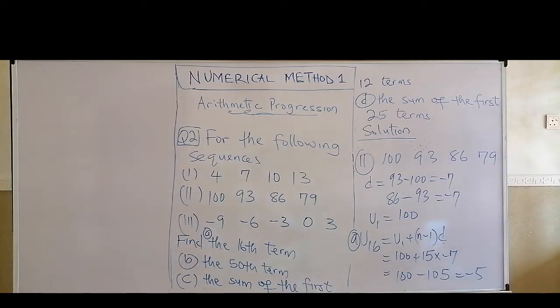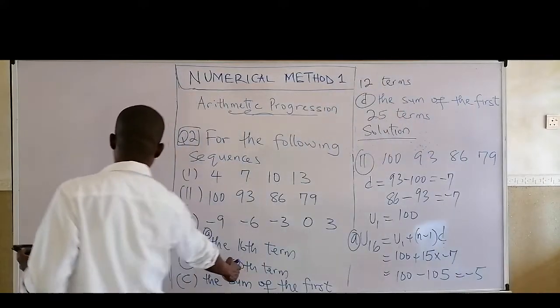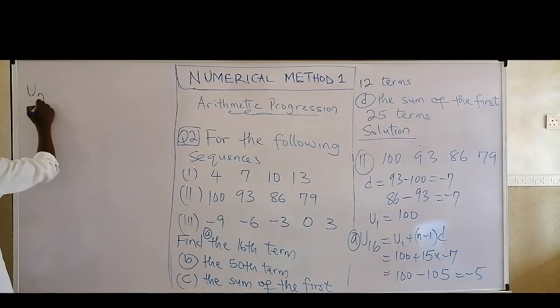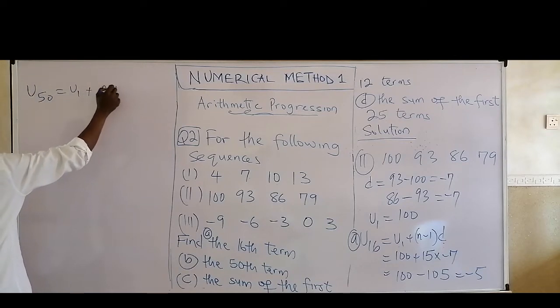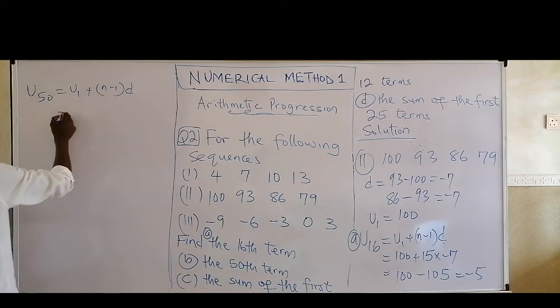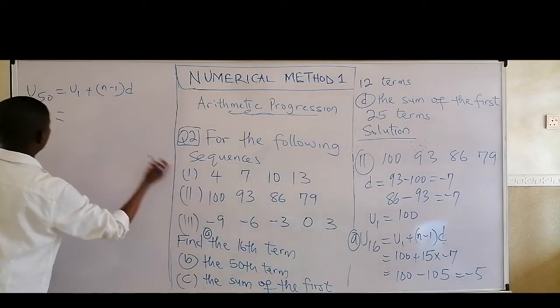That one is done. And let's get the 50th term. u50 will be equal to u1 plus n minus 1 in brackets d. Your u1 is 100.